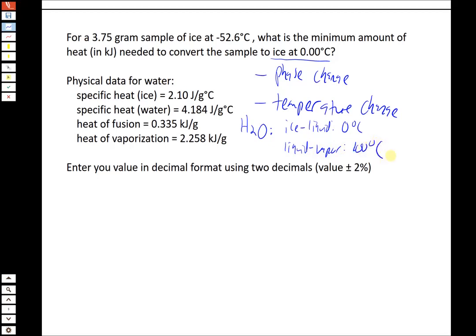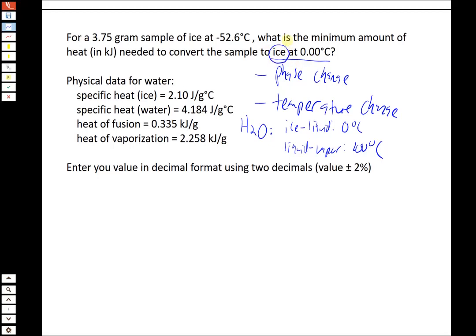So for water, we do need to know at which temperatures those phase changes occur to be able to do problems like this. In this problem here, we're starting with ice below the melting point, so it's going to be solid ice in this case. And the question is the minimum amount of heat needed to convert the sample to ice at 0 degrees Celsius. So here we're not actually doing the phase change. We're going to the phase change temperature. We're going from minus 52.6 to 0, but we're remaining at ice. Again, look at the wording of the problem. It's still ice at that temperature.